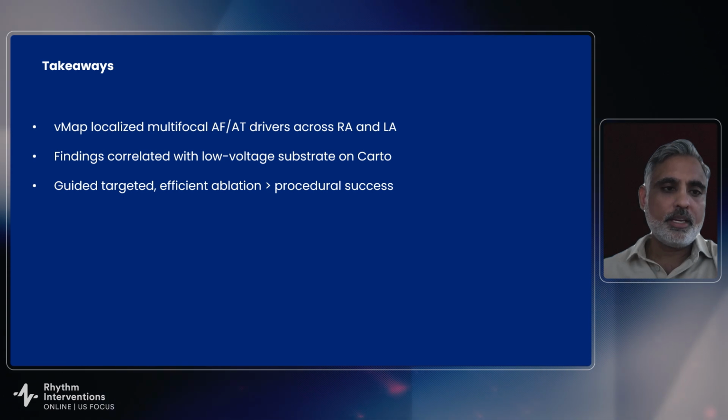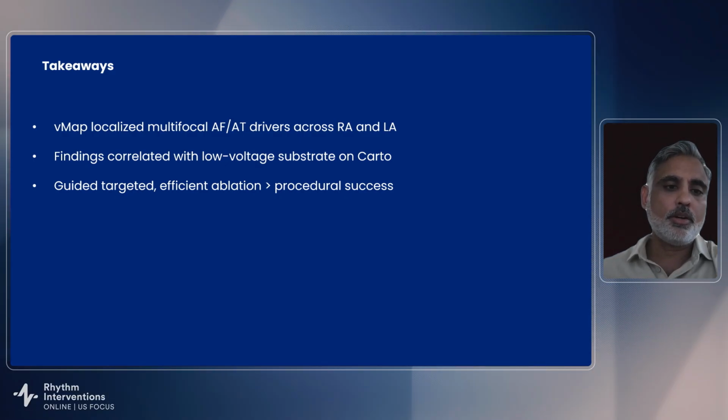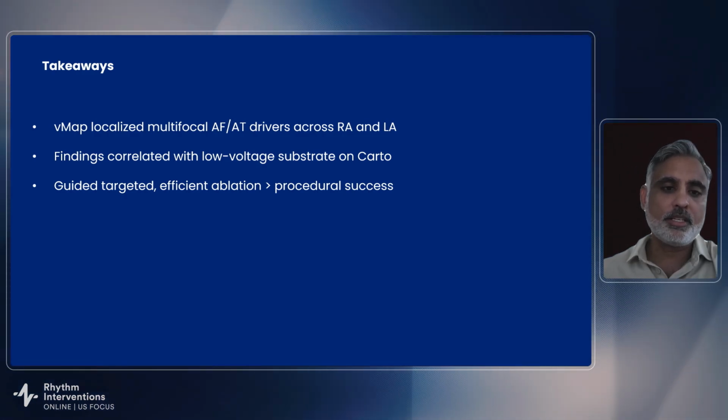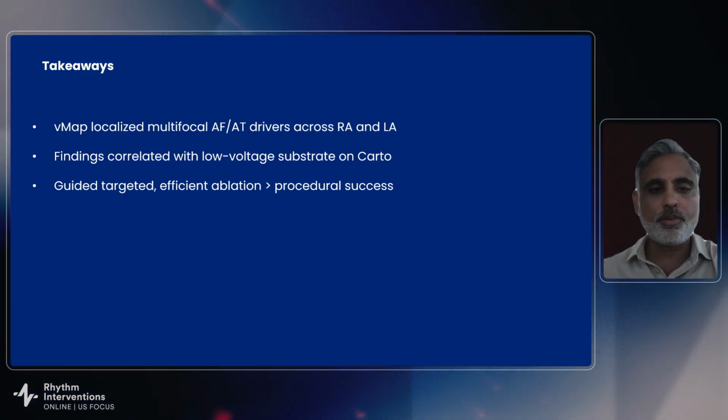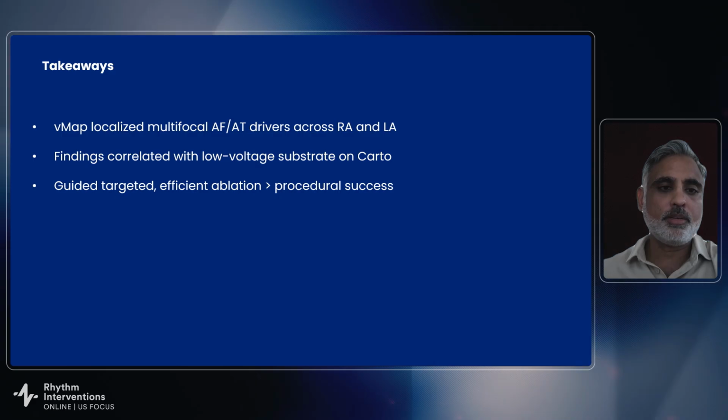So the takeaways from the case are that VMAP really localized this multifocal atrial tachycardia across the RA mainly, and a little bit on the LA side. It correlated with low voltage substrate on the voltage map. We were able to use this VMAP to guide targeted, efficient ablation and procedural success. I think this would have been a fairly difficult case without VMAP. I think we would have maybe eventually found some of those fractionations, but it certainly made the case much more efficient.